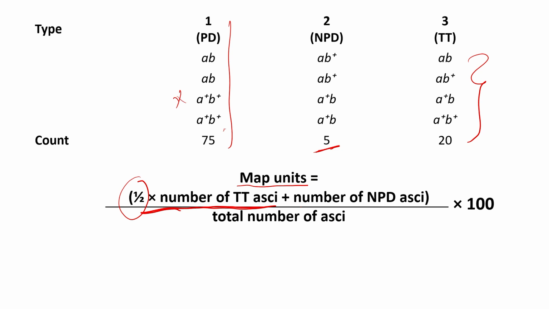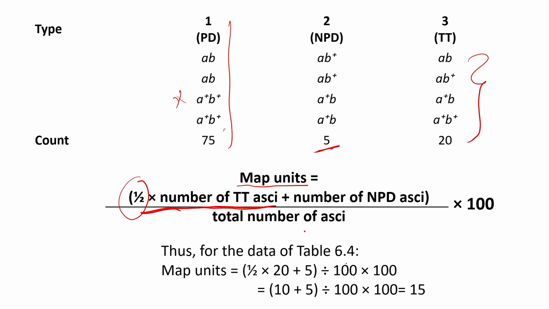Whenever we are checking the distance between the two genes, what do we care for? The total number of progeny and the recombinants, and then we divide it by the total number of asci and then multiply with 100. So, in this case, what we see is that the map unit is 1 by 2 of 20 plus 5, that comes to 15. So, this is the distance between the two genes, right. That is how we calculate the map distance.